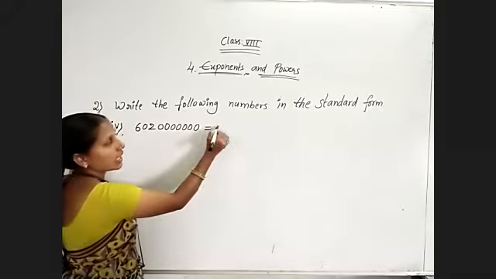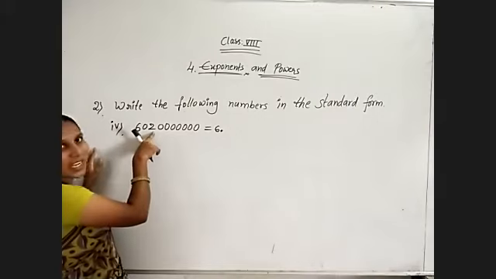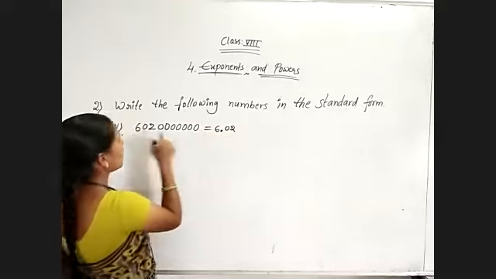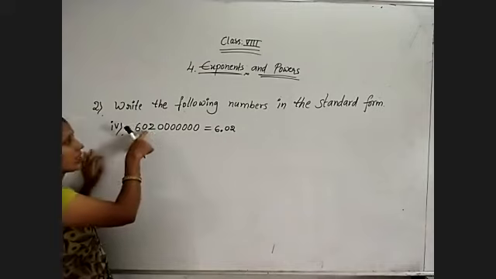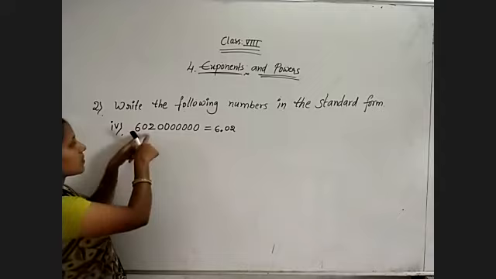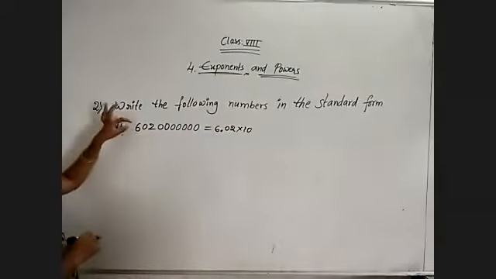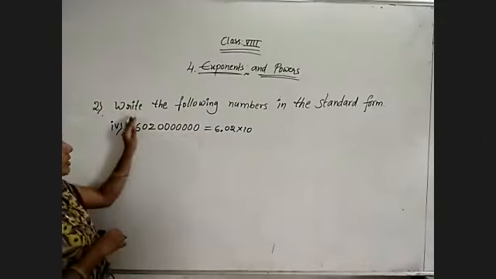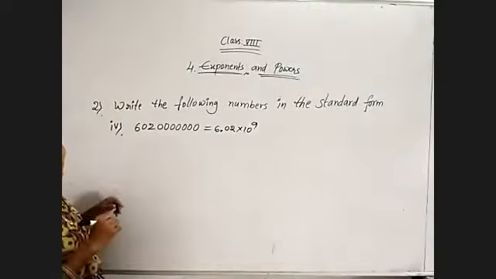So write the first digit. After the first digit, how many non-zero values are there? 0 and 2 we have, so compulsorily those two digits we must indicate: 6.02. If all were zeros, there would be no need to write them. But here 0 and 2 are there, and between 6 and 2, the 0 is there. That 0 also we must mention. Okay, 6.02 into 10 to the power of. How many digits do we have? 10 digits. One digit we are using before the point, so 10 power 9. That's all.